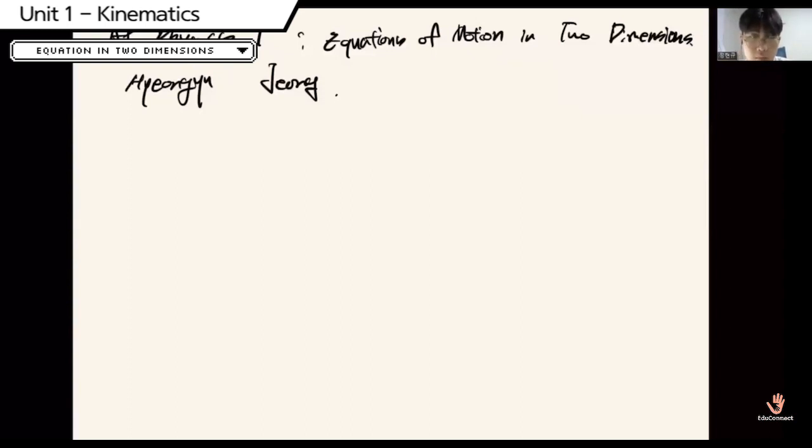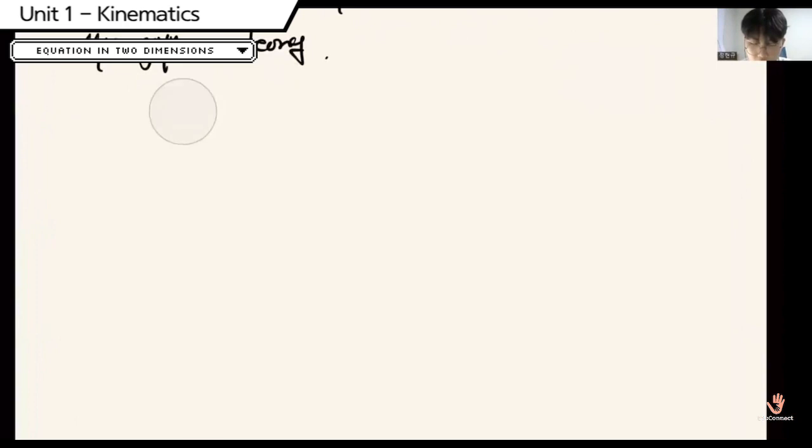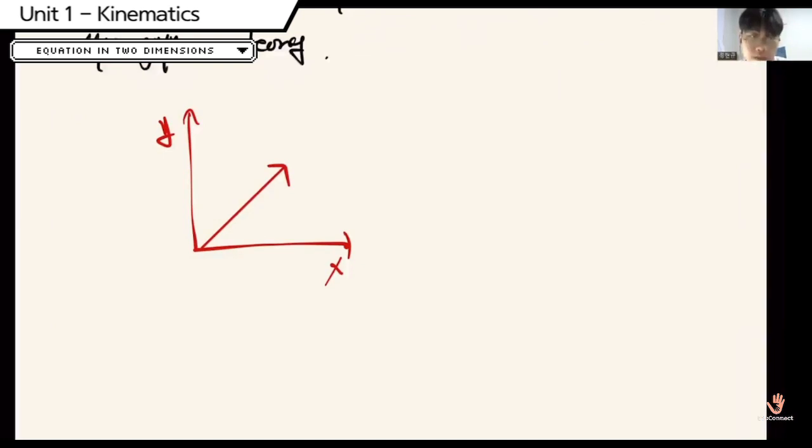In two dimensions, motion can be broken down into x and y components, where x and y represent the horizontal and vertical directions, respectively. Displacement in two dimensions can be described by the vector r, which has components r sub x and r sub y. The magnitude of the displacement vector is the scalar length, which can be found using the Pythagorean theorem.